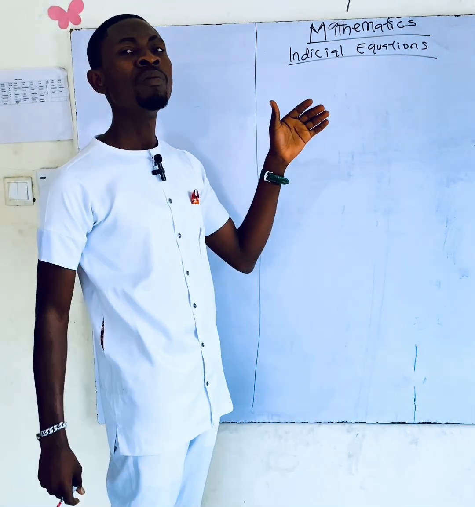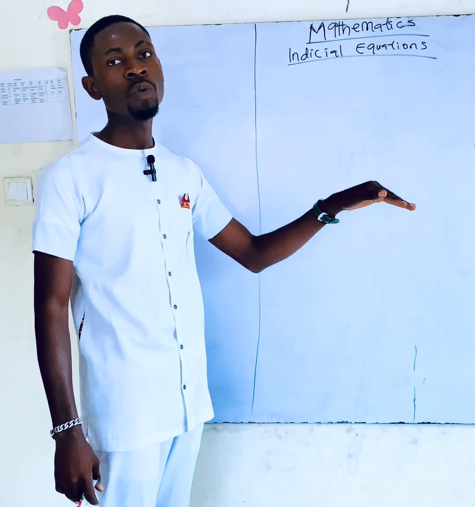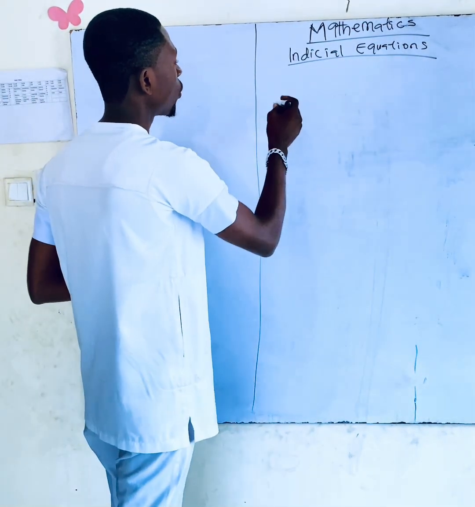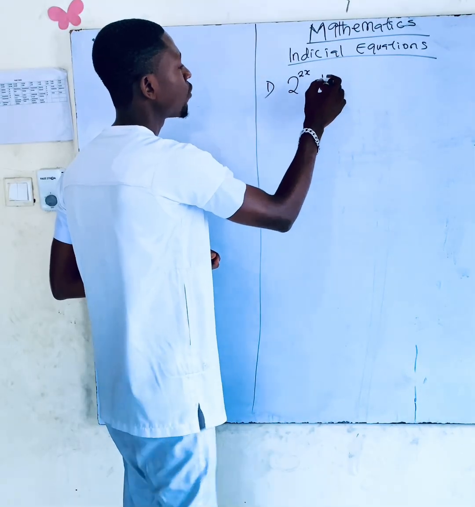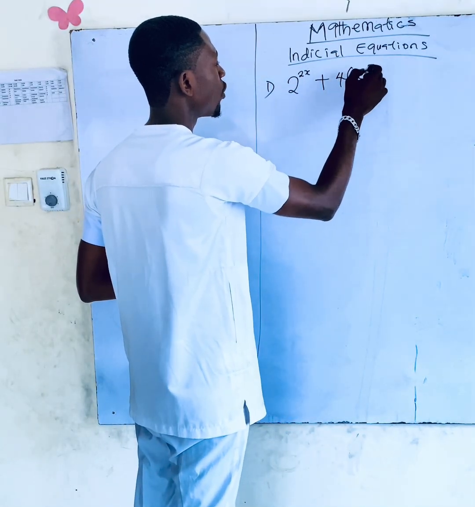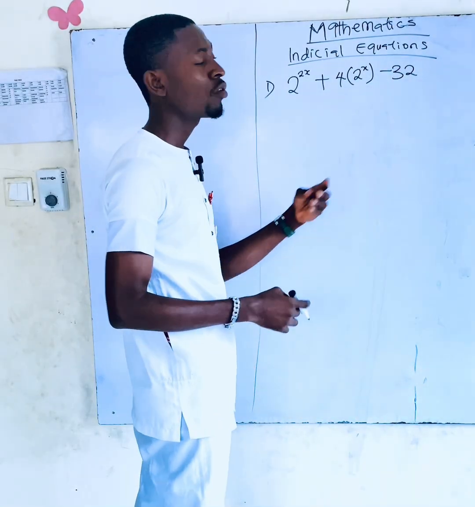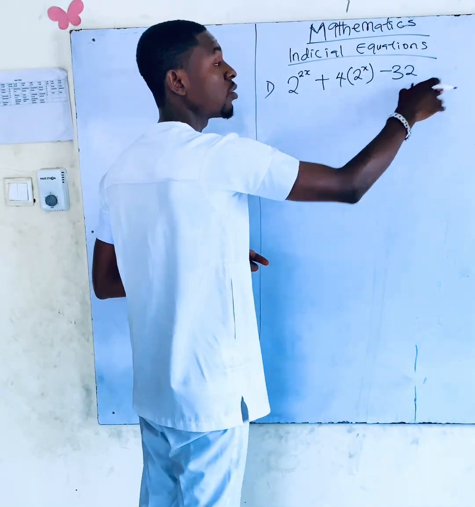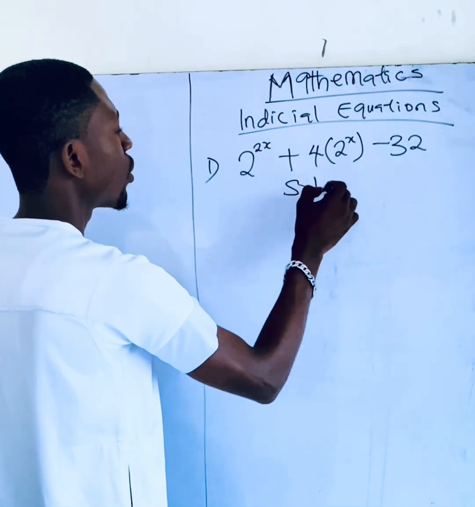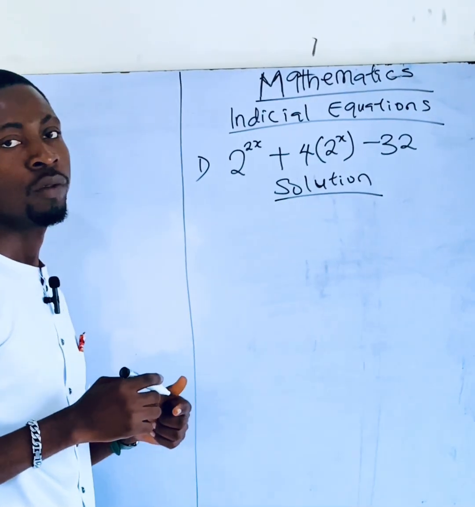Most indicial questions lead to a quadratic equation. Here we have an example: 2 raised to the power 2x plus 4 times 2 raised to the power x, minus 32. Sometimes they may even put equals to 0, but at this point we don't need the equals to 0, because this is a problem that needs a solution.